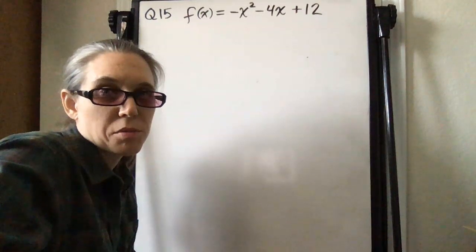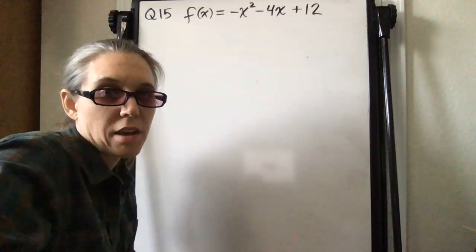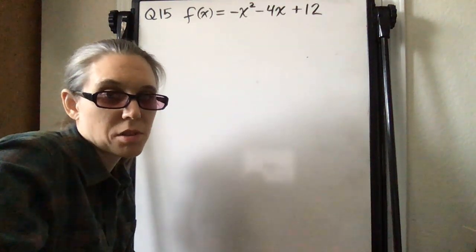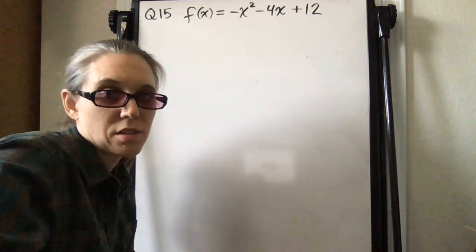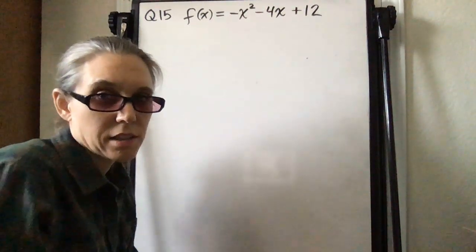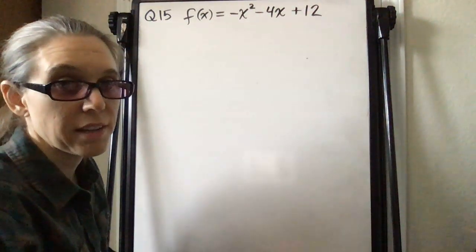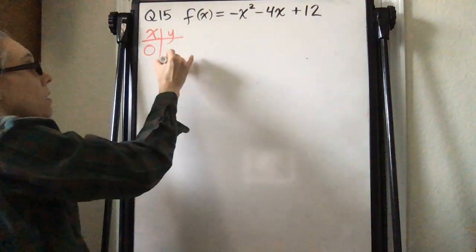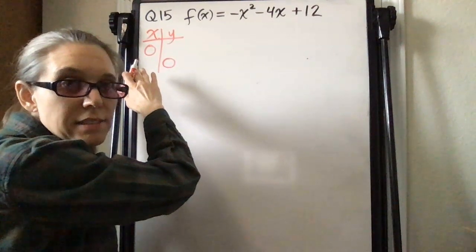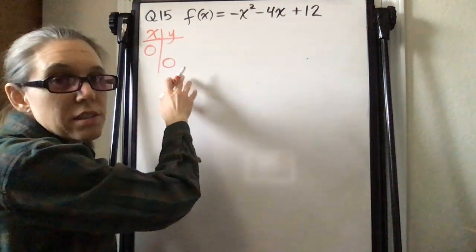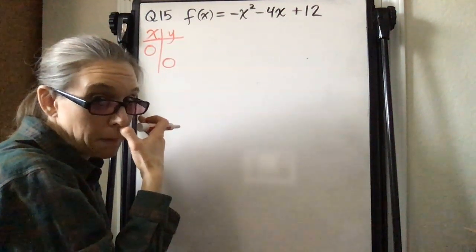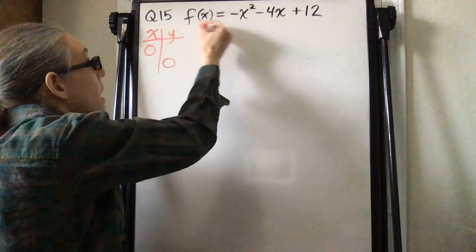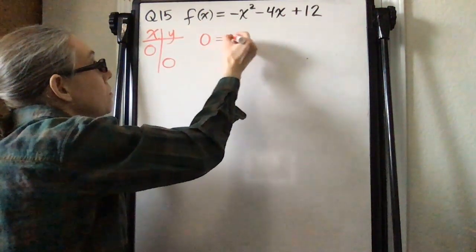Okay, so for question number 15 in MyOpenMath, we have 4 questions to answer. First x-intercepts, then y-intercept, then vertex, then line of symmetry. So let's start with x-intercepts. Remember, to find the intercepts, we use this table right here. Plug in 0 for x, you get your y-intercept. Plug in 0 for y, you get your x-intercepts. So to get the x-intercepts, we're going to replace f of x with 0.